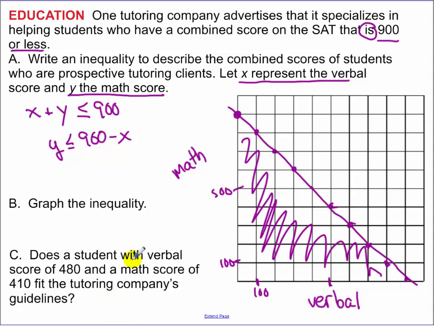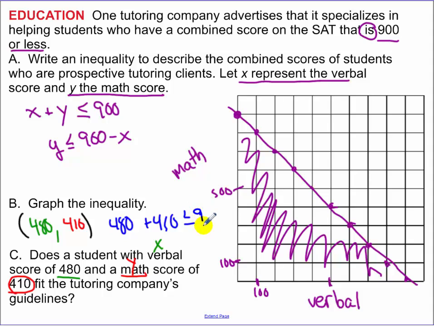So now, does a student with a verbal score of 480 and a math score, which is Y, of 410 fit the guidelines? So basically, does this point, 480, 410, make this inequality true? So I'm actually going to plug it into this top one. So plugging it into the top one, x is 480 plus 410 less than or equal to 900.